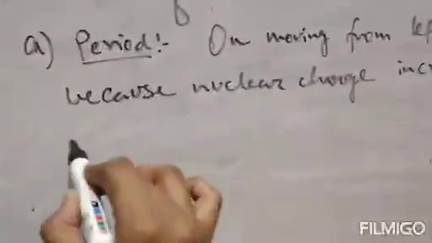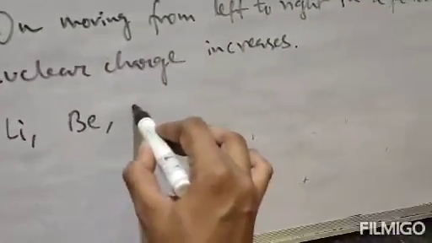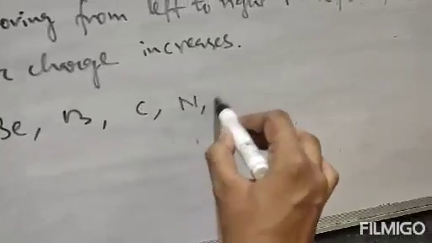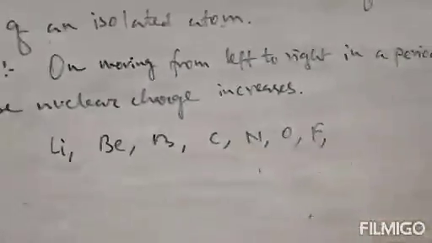So, for example, take the second period elements. The second period elements are lithium, beryllium, boron, carbon, nitrogen, oxygen, fluorine. These are the second period elements.